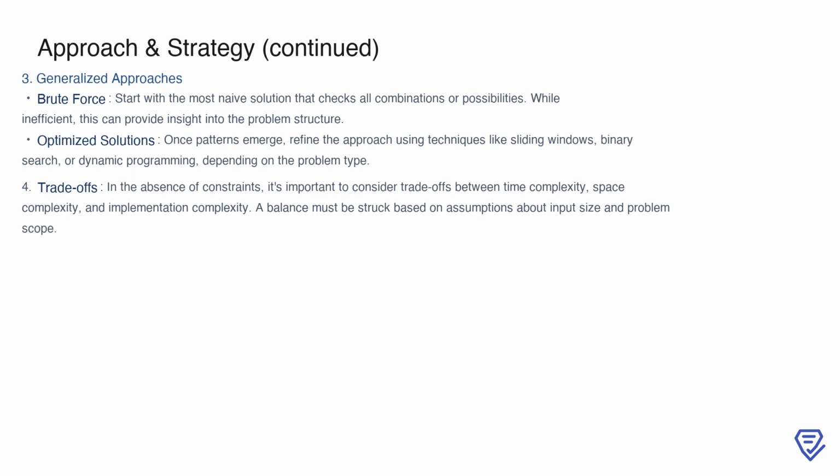Once you've assessed the context, the next step involves considering generalized approaches. Starting with brute force is a common initial strategy. While inefficient, it provides a baseline solution and helps uncover patterns in the problem. For instance, brute force might involve testing all combinations or possibilities, which, though computationally expensive, can reveal opportunities for optimization. From there, we refine the approach using more advanced techniques like sliding windows, binary search, or dynamic programming. These methods allow for efficient solutions tailored to the problem's structure.